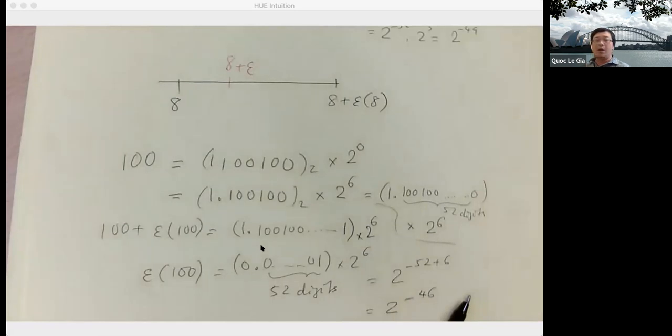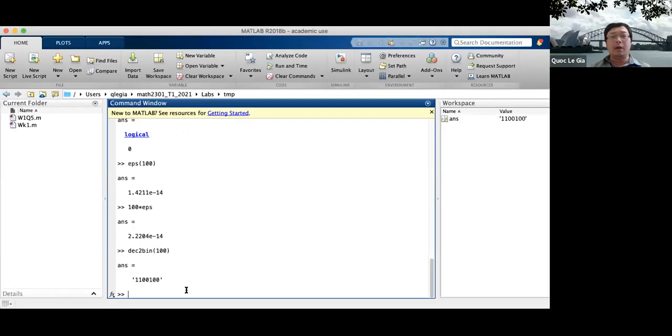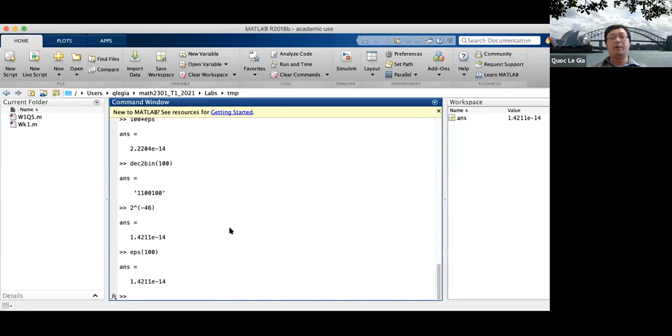Now if we go back to my MATLAB screen, I type in 2 to the minus 46, or epsilon of 100, and it's just the same. So we understand what is going on. You see what is going on here? So that is the question in part 4: 100 plus epsilon of 100 is greater than 100.